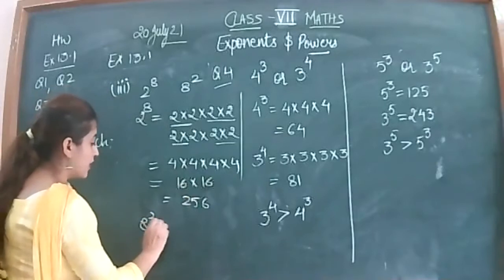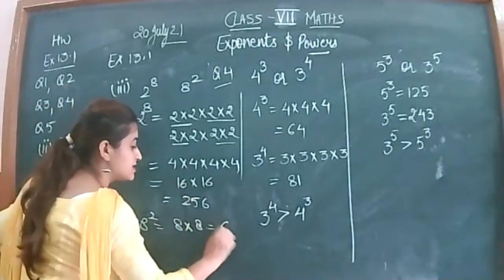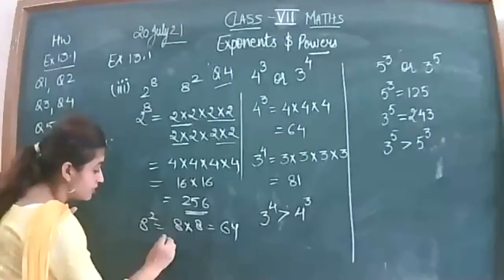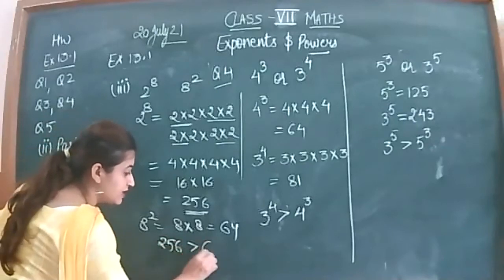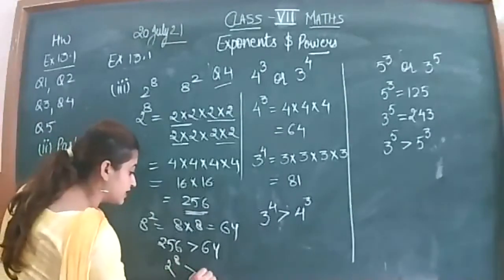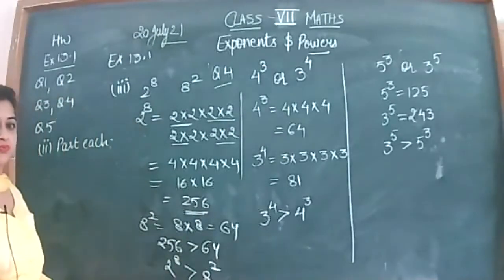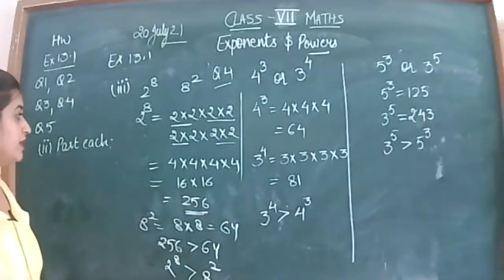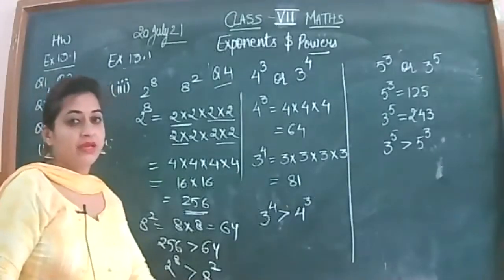And 8 raised to power 2 is 8 into 8, that is 64. This one is greater. 256 is greater than 64. 256 means 2 raised to power 8 is greater than 8 raised to power 2. Okay. Any doubt?